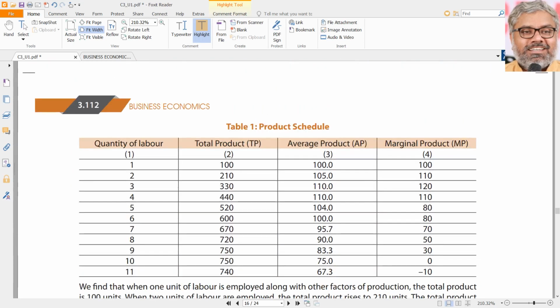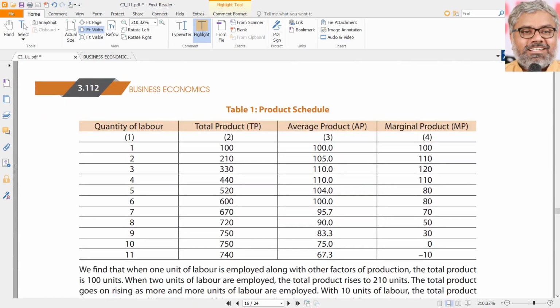Let us understand this with the help of the schedule first, then we can move on to the graph. Let us say the quantity of labor. This 1, 2, 3, 4 is just column numbers. Don't worry about them. That is just nothing. This is only column numbers. Sometimes every number is confusing. Unnecessary, but it is there. So don't worry about that 1, 2, 3, 4. Forget about them.